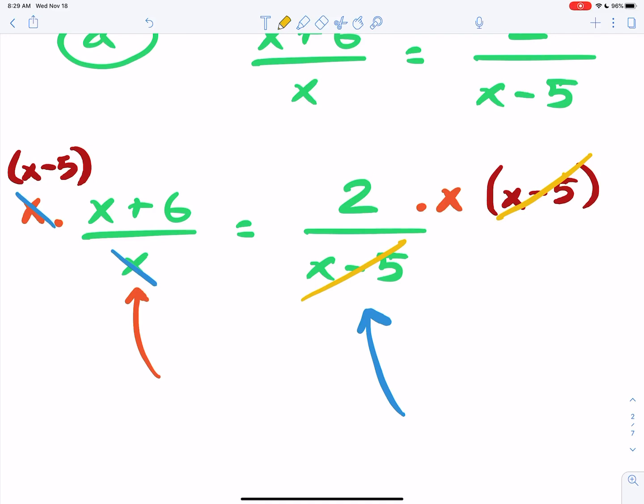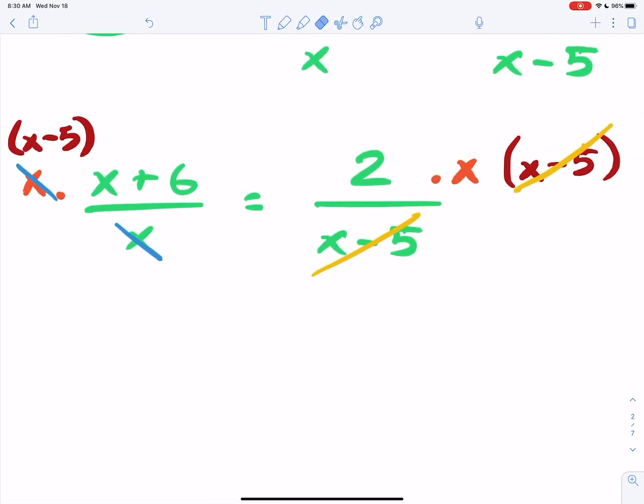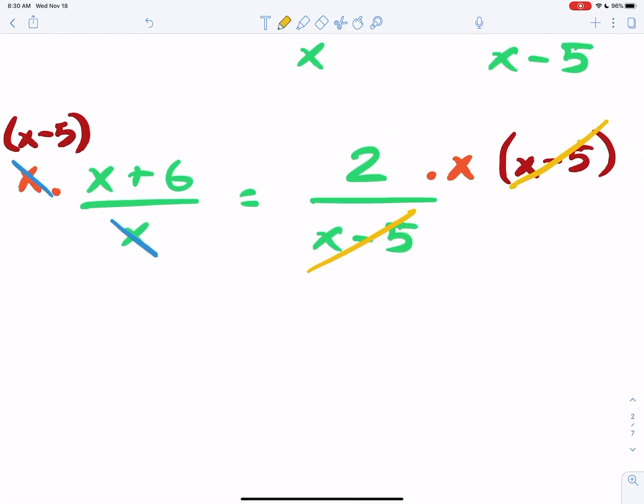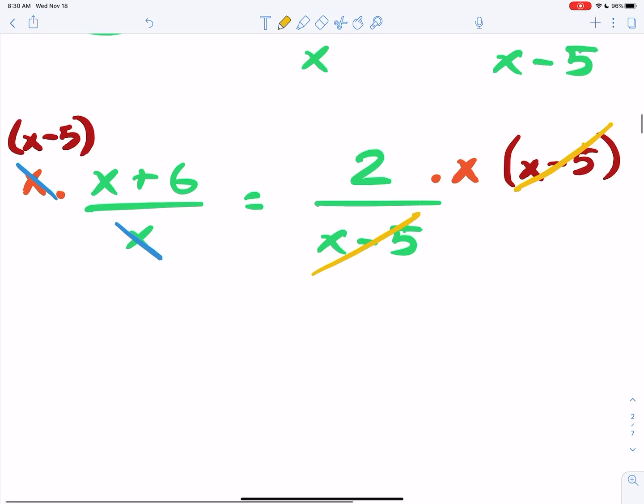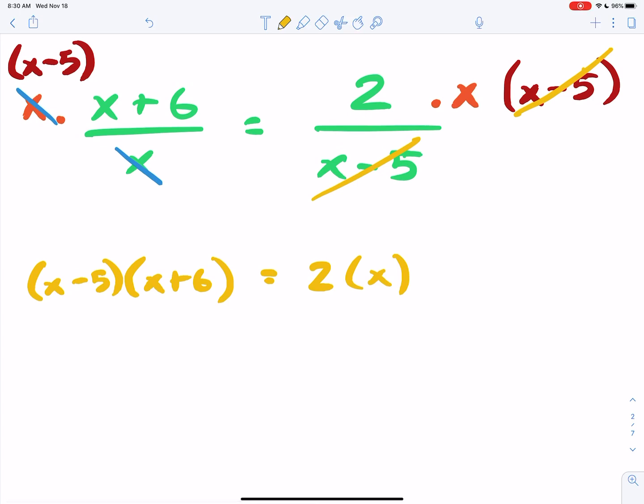Okay? So here we go. Let me get rid of all the arrows so that you're not confused. So we multiplied by each of the denominators, each of the factors, so that we can get rid of the denominators. What you have left here on the left side is an x minus 5. You have an x plus 6. You have a 2. And you have an x. Everything else is good. Now you're not dealing with fractions anymore, right? Which makes things a little bit easier to deal with.